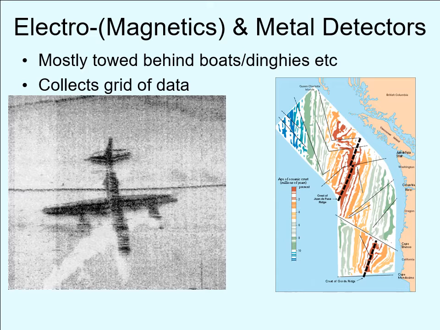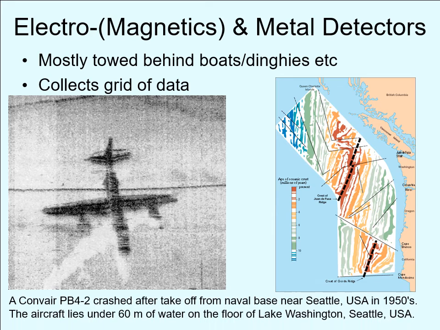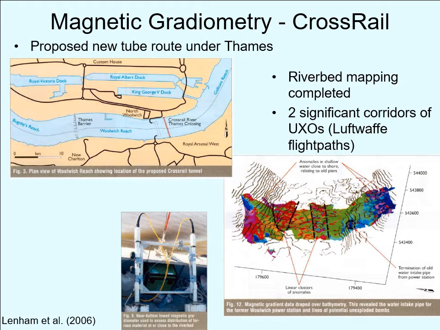The example on the left is EM34 data. It's quite large-scale electromagnetic information, looking for a sunk aircraft that crashed after takeoff in the 1950s. It's actually in about 60 meters of water, but you can tell where it is. It's pretty conductive compared to the background sediment around Lake Washington in that example.